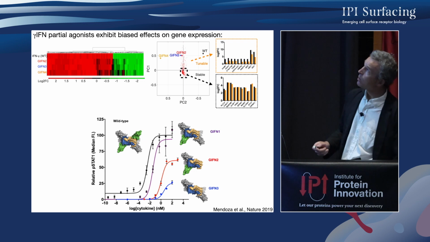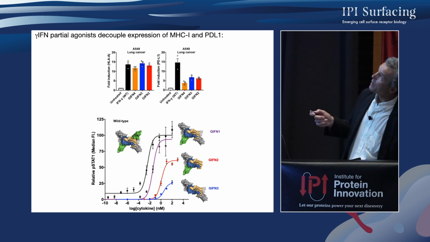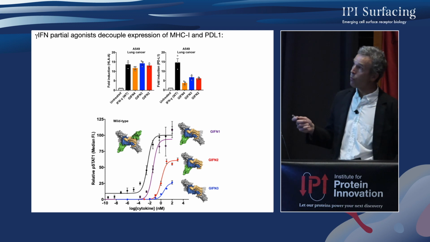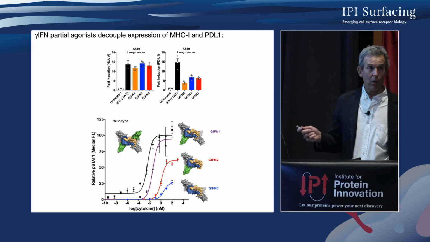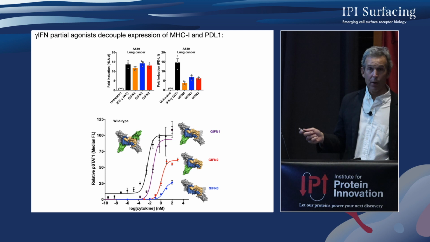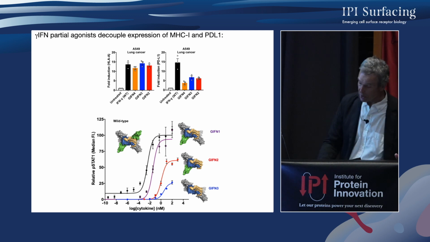And so what we were able to show was that when we treat different cell lines with wild-type gamma versus the attenuated gammas, and we look at class 1 versus PD-L1 expression, we see now a bias. That's very interesting to me because of the possibility that now we can selectively upregulate class 1 in the tumor microenvironment and sensitize T cells to immunotherapy by jacking up tumor antigen expression.